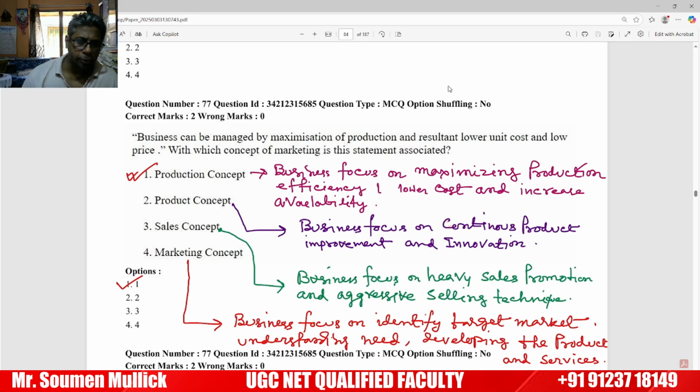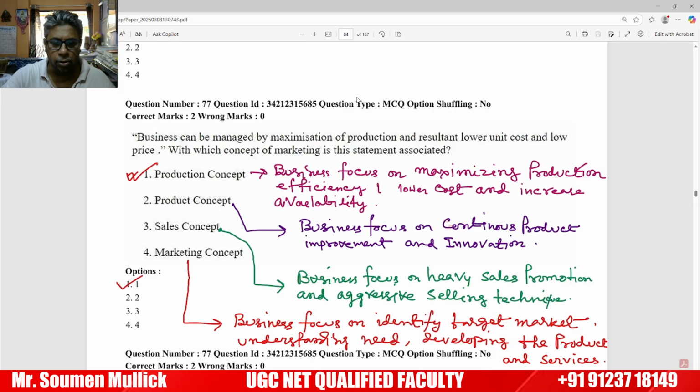These are the four concepts of marketing: production concept, product concept, sales concept, and marketing concept. Our statement: the business can be managed by maximization of production. The business focuses on maximization of production efficiency, lower cost, and increased availability. That is called the production concept. What is the product concept? Parallelly, we have to know. The business focuses on continuous product improvement and innovation. That is the product concept.